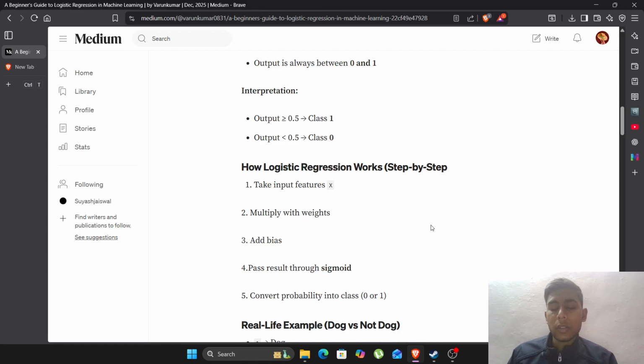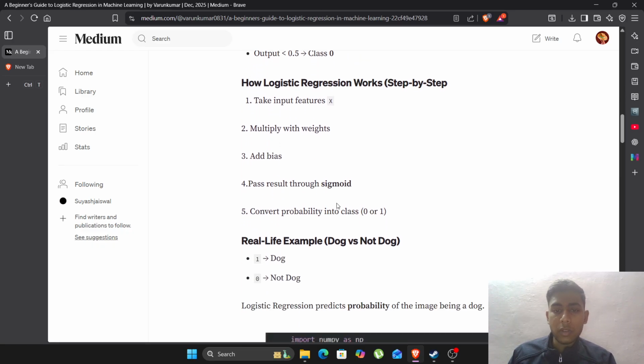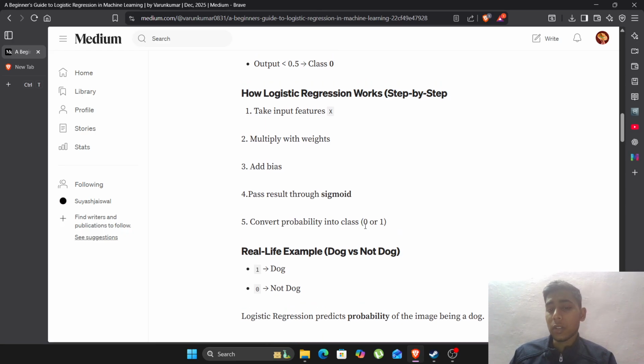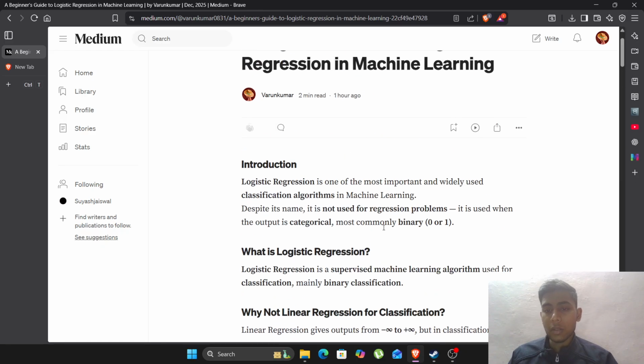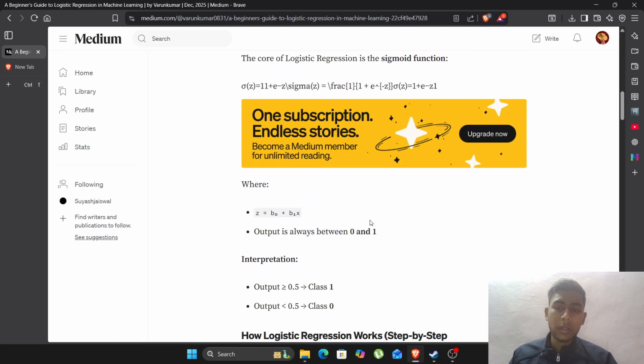How logistic regression works, step by step. Take input features x, multiply with weights, add bias, pass the result through sigmoid, and convert the probability into class 0 or 1, as we have discussed here. 0 or 1 means most commonly binary.